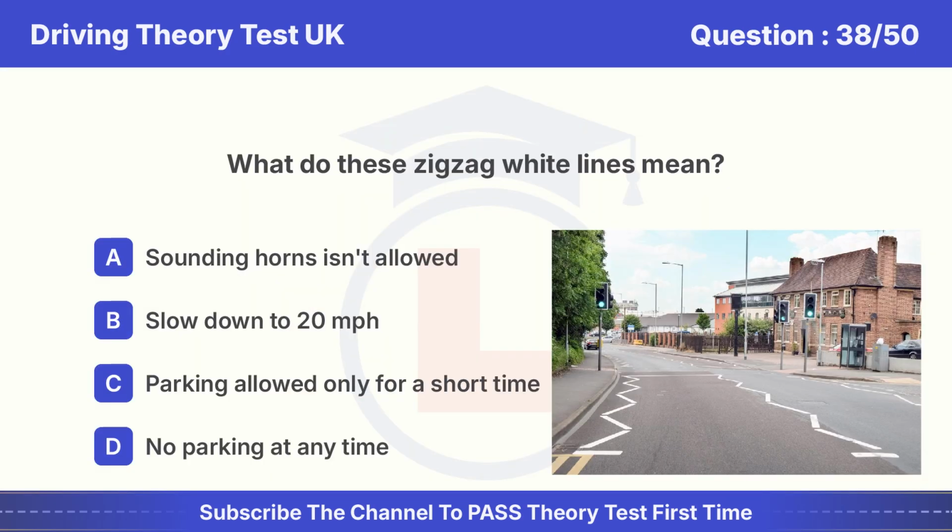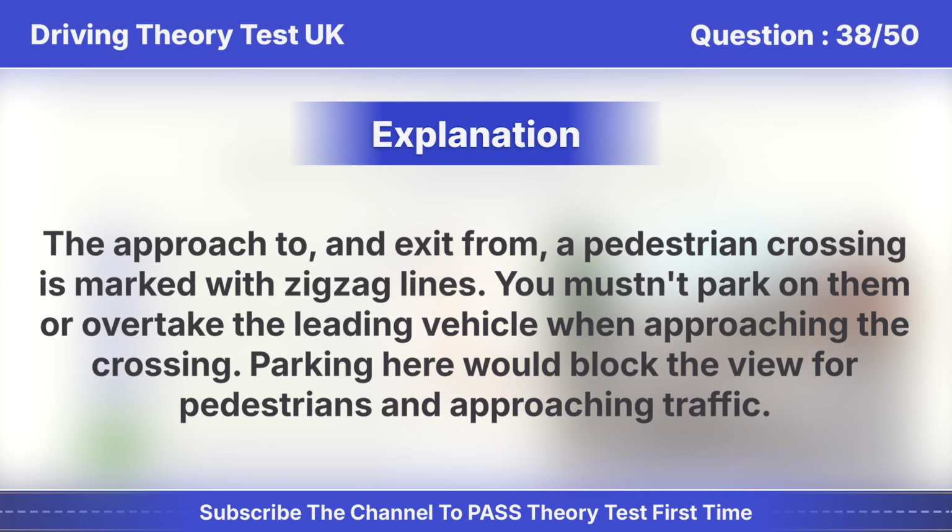Question 38. What do these zigzag white lines mean? Answer is D. No parking at any time. The approach to, and exit from, a pedestrian crossing is marked with zigzag lines. You mustn't park on them or overtake the leading vehicle when approaching the crossing. Parking here would block the view for pedestrians and approaching traffic.